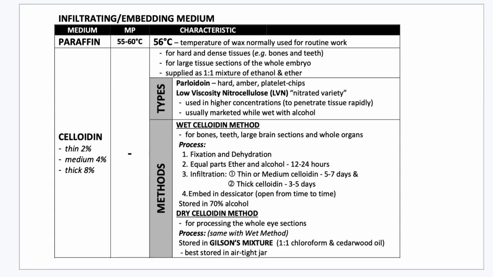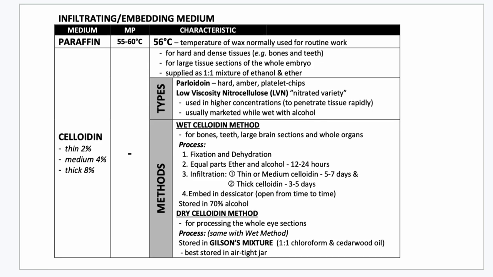Okay, so what are your infiltrating or embedding mediums that is used in histology? First is your paraffin wax impregnation. So this is the simplest and the most common and by far the best for routine use. So the melting point, we need to memorize sa histopath pag embedding, the melting point of the medium, I mean. So the melting point of paraffin would be your 55 to 60 degrees Celsius. So the temperature nga we normally use for routine work would be 56 degrees Celsius.